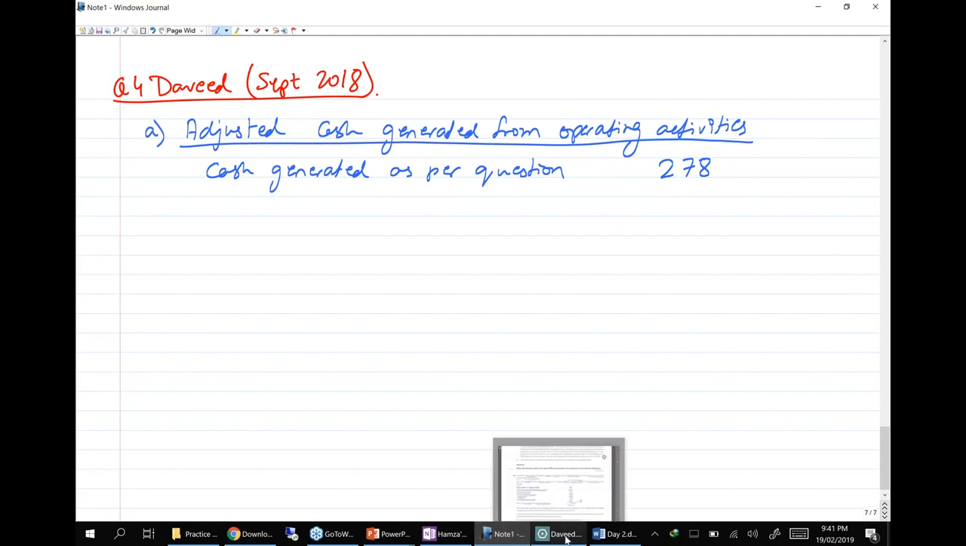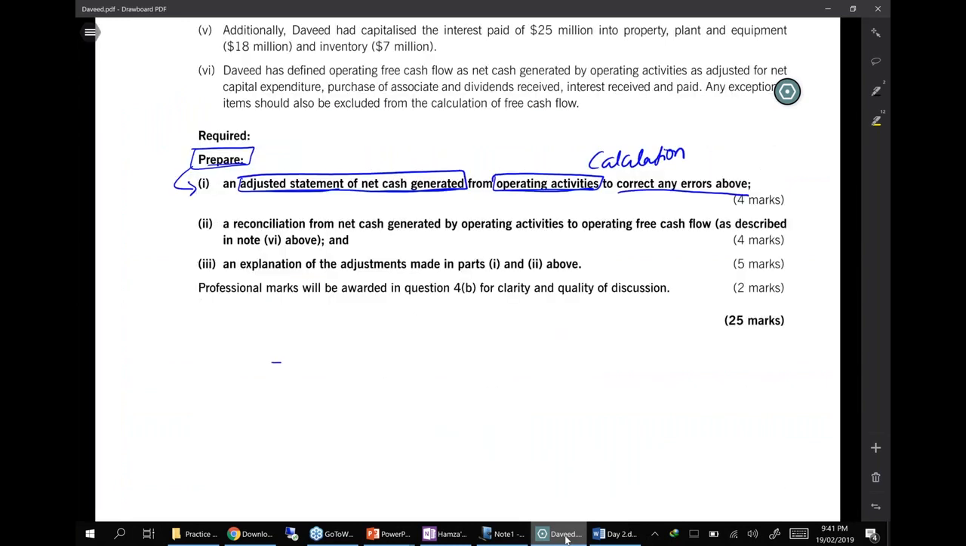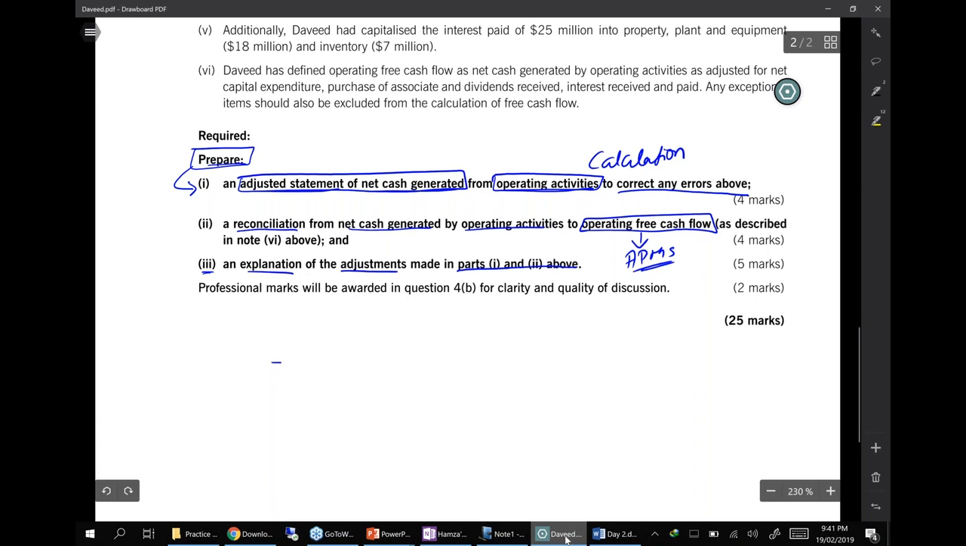Now, apart from this, the question also requires a reconciliation from the net cash generated by operating activities to operating free cash flows. Now, these operating free cash flows relate to APMs, alternative performance measures, which is a part of the area of analysis. And then the question says to give an explanation of the adjustments made in part 1 and 2 above. So we also need to explain, this is the theoretical part, the adjustments. So 5 marks for the theory and 8 marks for the calculation.